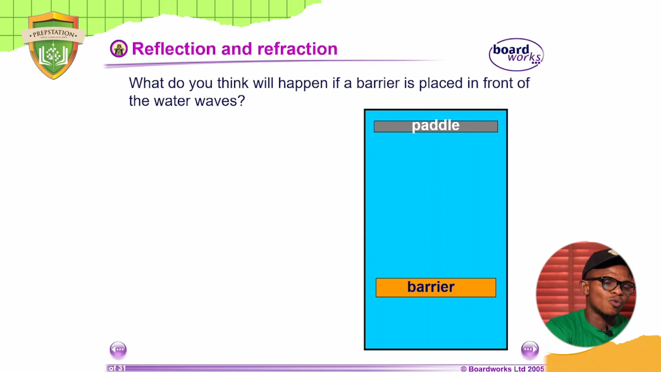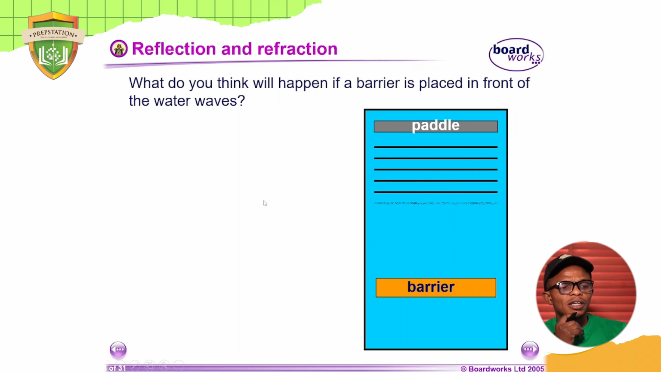What do you think will happen? This is still the same ripple tank. The paddle is there to generate the wave, but this time around, there is a barrier inside the ripple tank. Now, watch and see, then tell me what will happen. Are you ready for that?